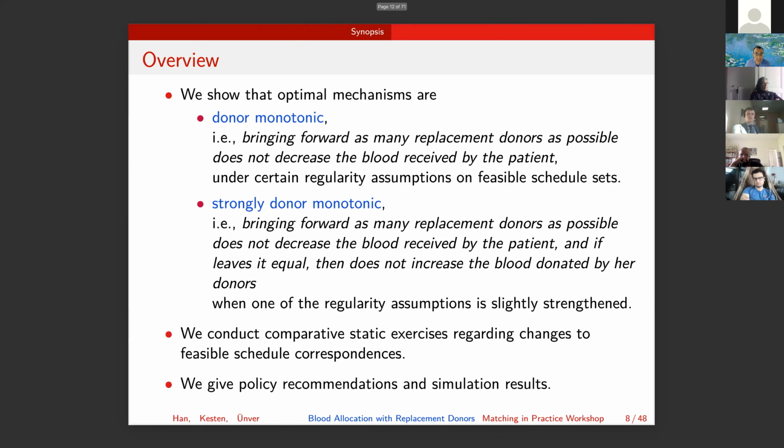And we conduct comparative static exercises regarding changes to these feasible schedule correspondences, as I'm going to call them. We give policy recommendations and simulation results. So maybe I can take some questions now.